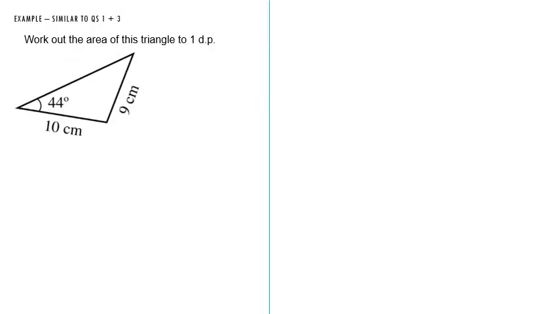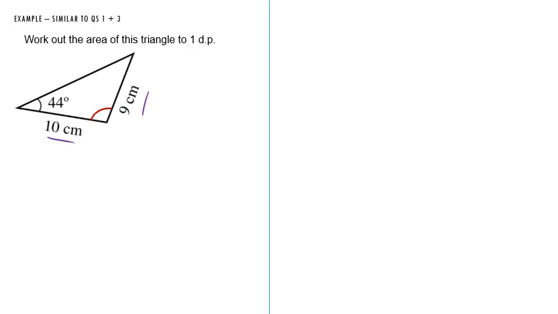This question is really similar to questions 1 and 3 on task 2. We need to work out the area, and we've got two sides, but we don't know the angle between them. To find the area of this triangle, using the rule we've got here, and that is the most straightforward way, we need to find this angle, the angle between the two sides that we know.